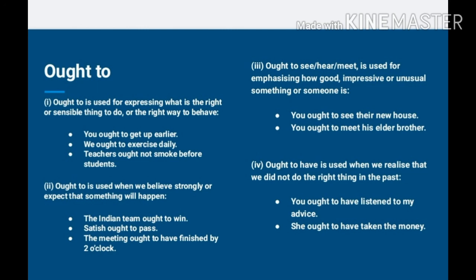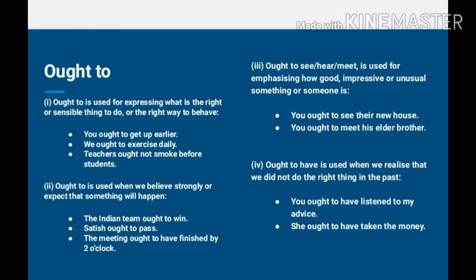Secondly, ought to as a modal auxiliary is used when we believe strongly or expect that something will happen. For example, the Indian team ought to win. Satish ought to pass. The meeting ought to have finished by 2 o'clock. In all these three expressions, they strongly believe that the action will be taking place in the future. In this expression, we can use the modal auxiliary ought to in a sentence.